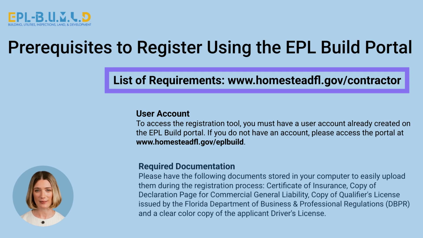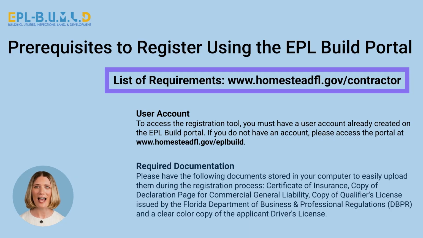Second is the required documentation. Please have the following documents stored in your computer to easily upload them during the registration process: certificate of insurance, copy of declaration page for commercial general liability, copy of qualifier's license issued by the Florida Department of Business and Professional Regulations, DBPR, and a clear color copy of the applicant driver's license. As a side note, the required insurance threshold amounts can be seen in the previously mentioned requirements list webpage. This concludes the prerequisites. Next is the first step of the registration process.